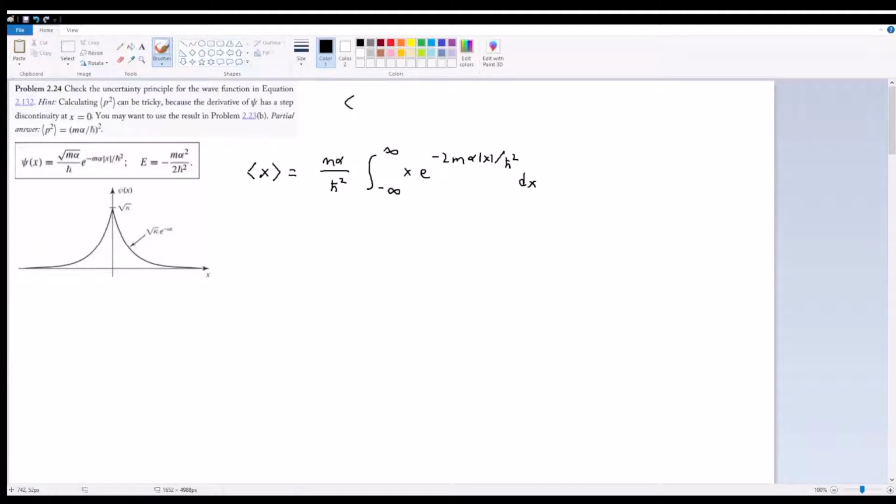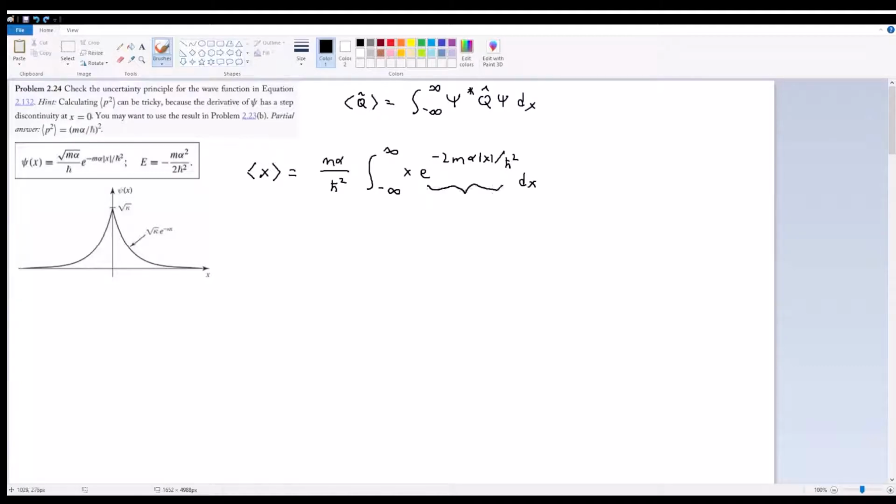Remember, the expectation of any operator q hat is going to be the integral from negative infinity to infinity of psi star times q hat acting on psi. In this case, since our wave function has no complex terms in it, this is effectively the same thing for x as just x times mag psi squared, which is why we're squaring everything.